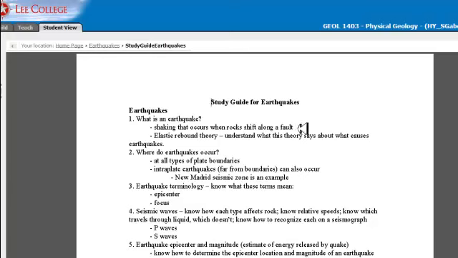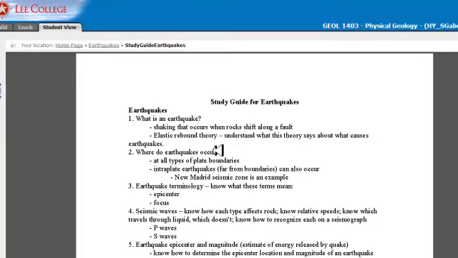It's the material that was in the learning module, but it's in an outline form. And for some of the topics, I have a question like what is an earthquake, and then things you should know about earthquakes, like that the elastic rebound theory is how we explain what causes earthquakes, why they occur. And if you don't remember what that's about, of course what you can do is go back to the learning module and look that up.